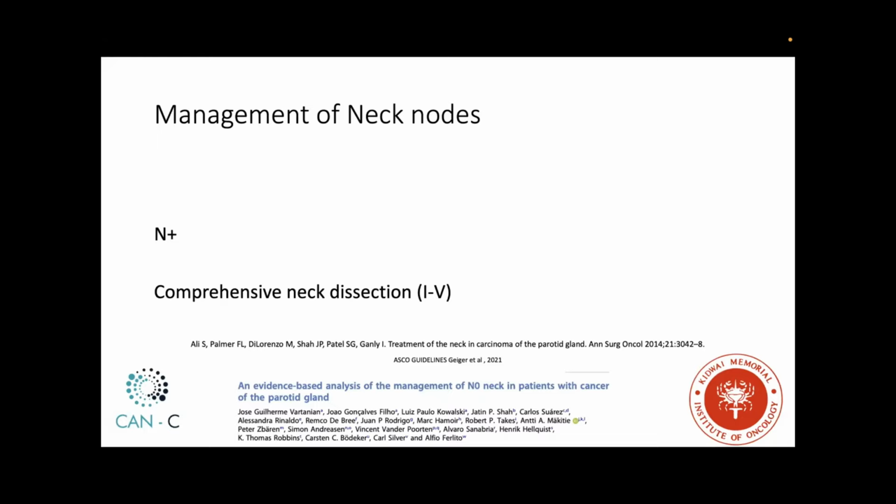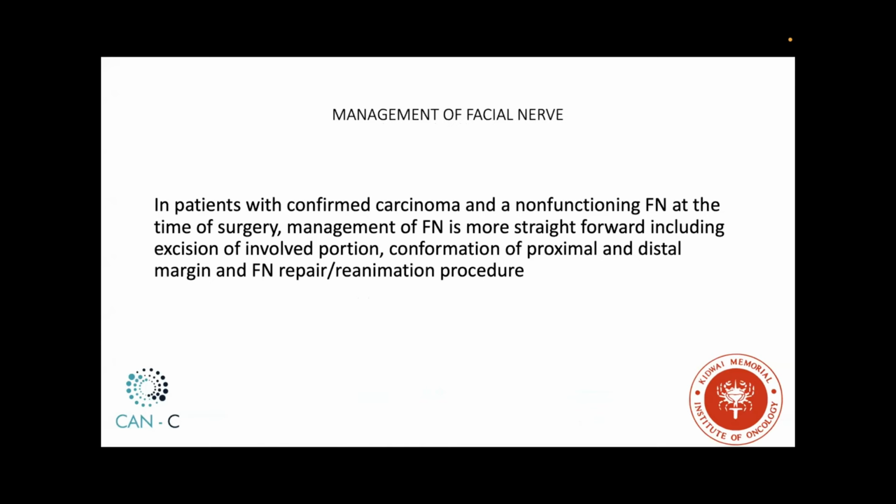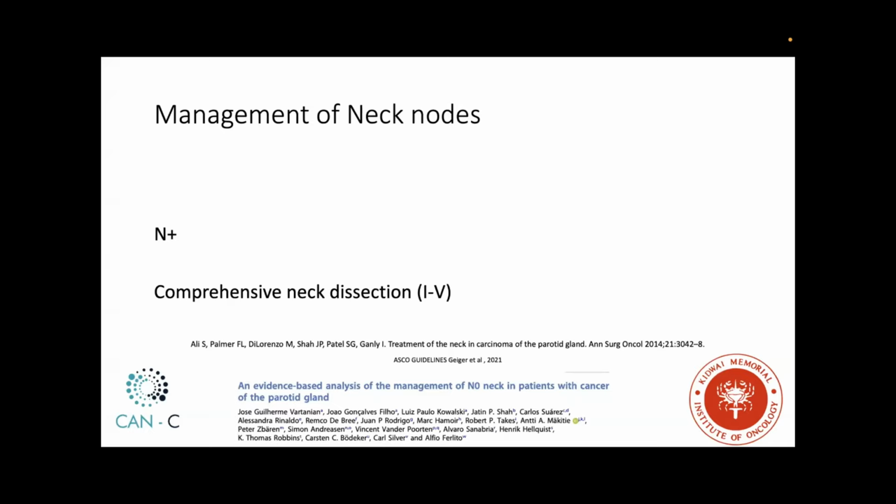level 1 and level 5 metastasis is usually less than 7% in cases of clinically N0, but that rate increases to almost 35% when there is nodal metastasis that is evident preoperatively. And hence, in an elective neck dissection, we clear only levels 1 to 4. And in a comprehensive neck dissection for a parotid malignancy, we clear levels 1 to 5.